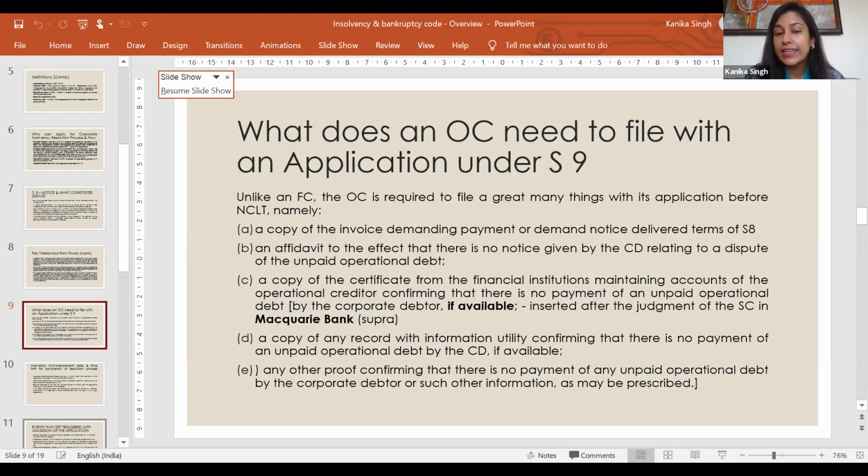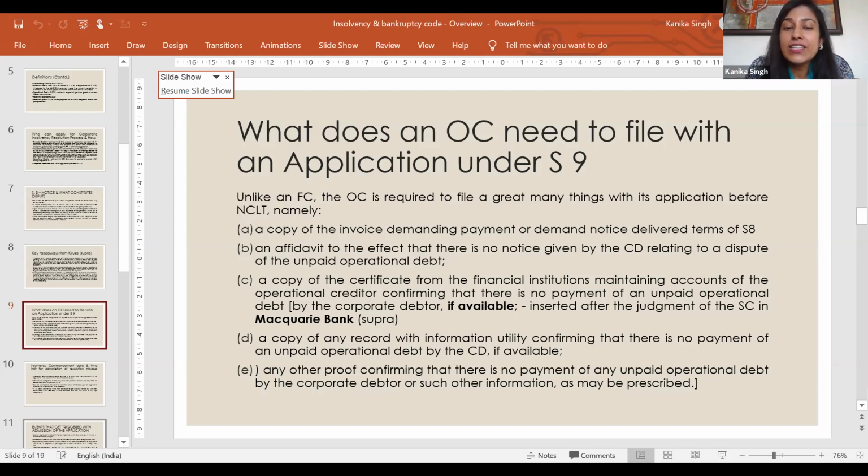But the Supreme Court in the Macquarie judgment, which we referred to earlier, held that this would only be there in case you have it readily available with you, because they held that there might be foreign operational creditors who do not hold bank accounts in India and who will not be in a position to give this requirement. So that's why the words used are "if available".